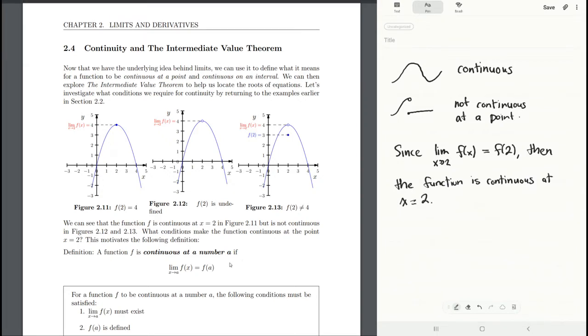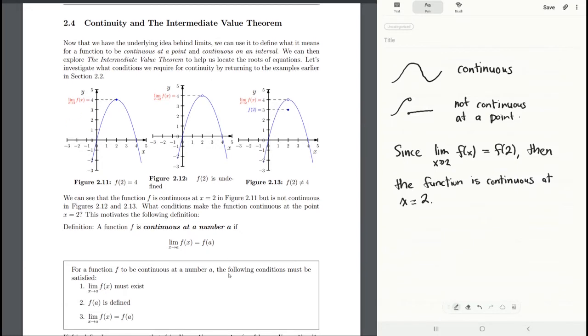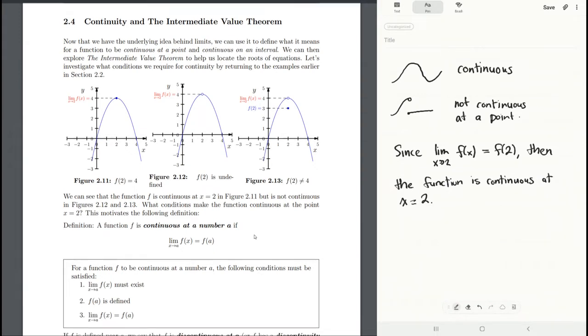The definition of continuity actually implies 3 different conditions. In order for a function to be continuous at a given point, the following conditions must be satisfied. The two-sided limit as x approaches a must exist, the function needs to be defined at the point a, and the two-sided limit as x approaches a must equal the function value where x equals a.